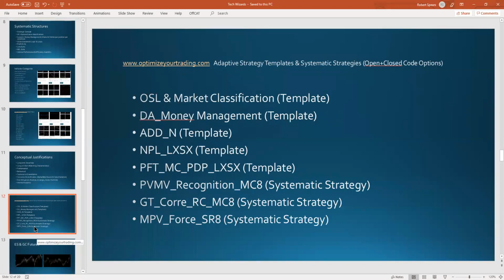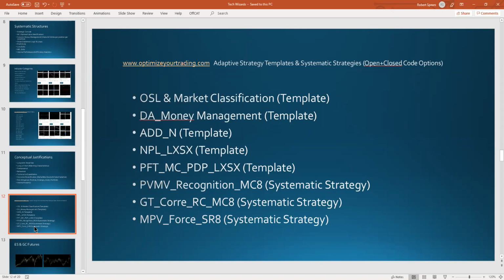So at Optimize Your Trading, we offer adaptive strategy templates and full systematic strategies. They're both offered with open and closed code options. We actually prefer you to take advantage of the open code, and that way you can learn from our systematic structures, some of our perspectives and how we view the market, but more importantly, how we view the process of designing a systematic strategy, so you're not dependent on a single strategic concept, so to speak, right?